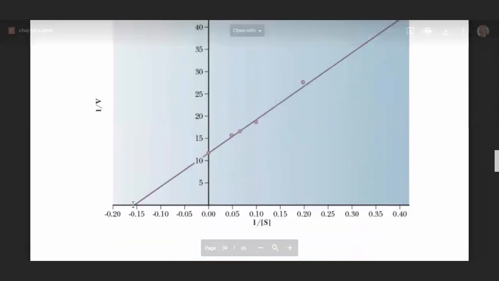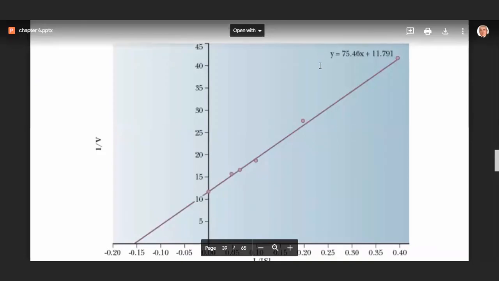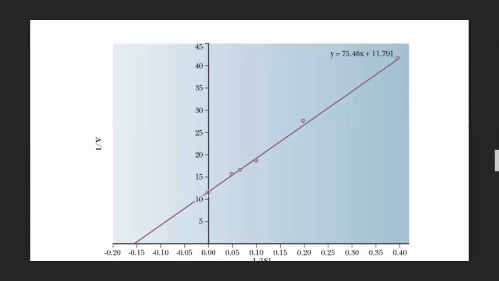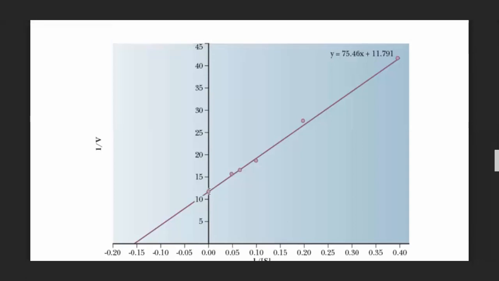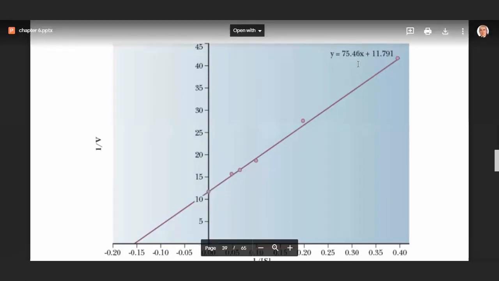You see, this straight line now has the regression equation y equals 75.46x plus 11.791. So what is the slope? The slope is equal to 75.46. And this 11 here is the y-intercept. You can take the slope, which equals Km over Vmax, and you know the intercept is 1 over Vmax. Vmax is the reciprocal. You can determine the value of Km from this equation.